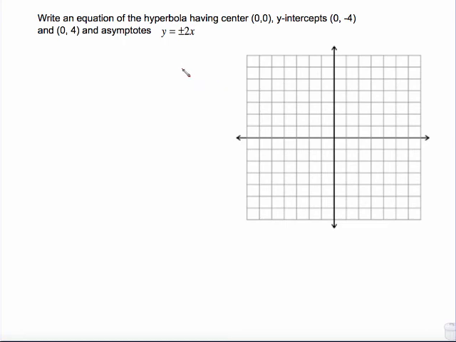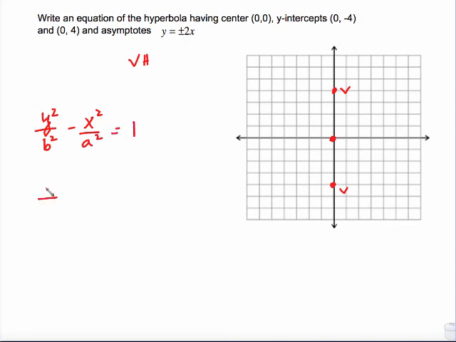Different set of information: write the equation of the hyperbola having center 0, 0, and y-intercepts 0, negative 4, 1, 2, 3, 4, 1, 2, 3, 4. And y-intercepts is a book way of saying the vertices. So as soon as you know that we have vertices here and here, that's telling me that this is a vertical hyperbola. And it has center 0, 0. So I know it's this format: y squared over b squared minus x squared over a squared equals 1.